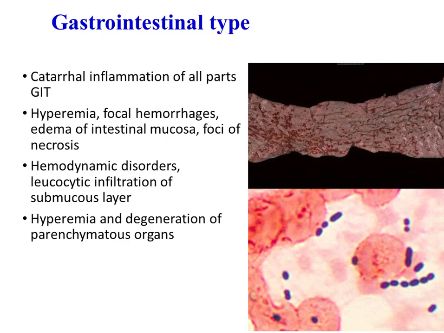Morphologically, the gastrointestinal type of salmonellosis is characterized by catarrhal inflammation of the gastrointestinal tract, determined by hyperemia, focal necrosis, and hemorrhage. Edema will also be present in the intestinal mucosa. Hemodynamic disturbances in the form of hemorrhages. Presence of leukocytic inflammatory infiltration of the submucosal layer. Hyperemia and degeneration of all parenchymatous organs can be present.